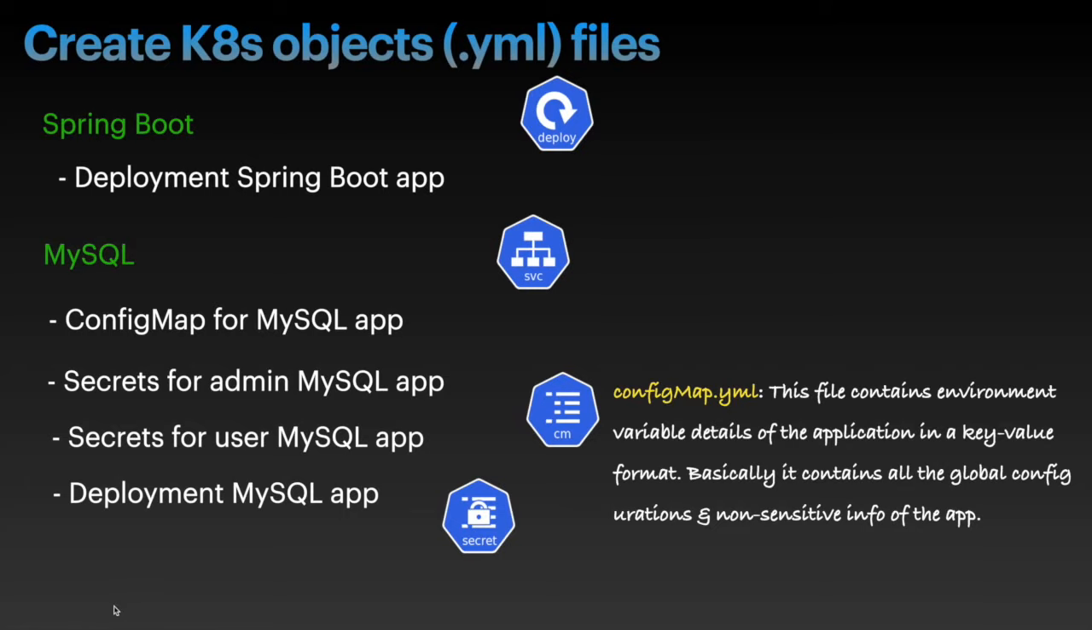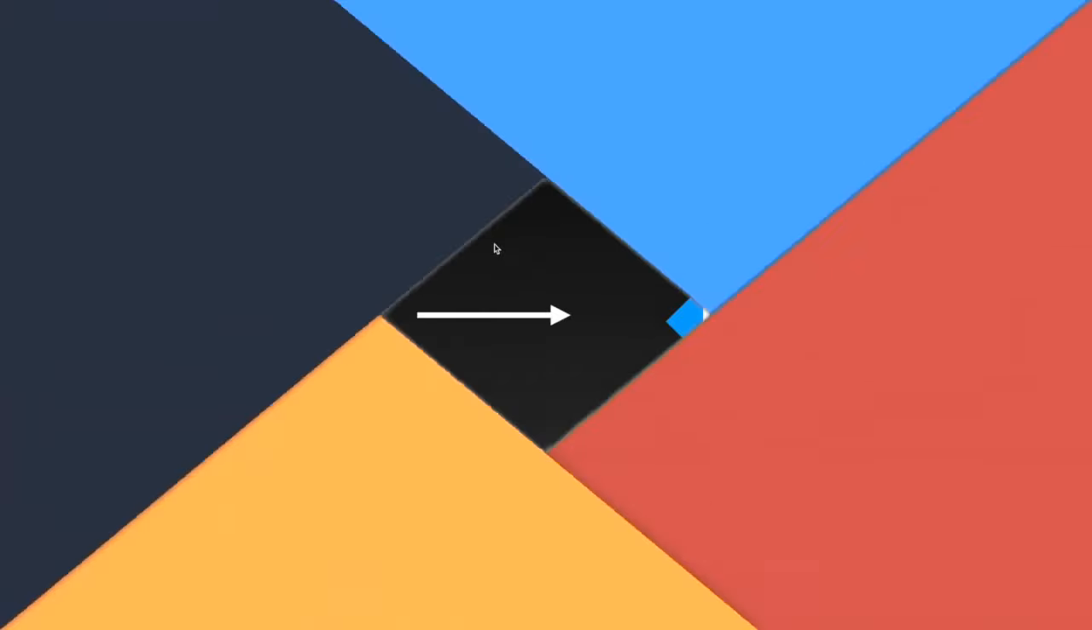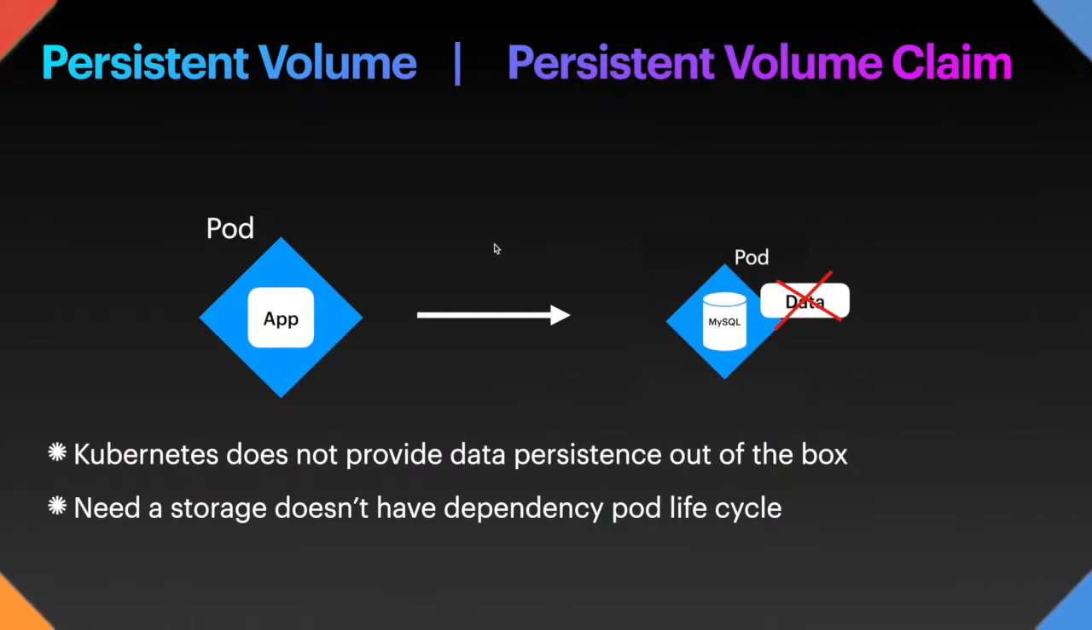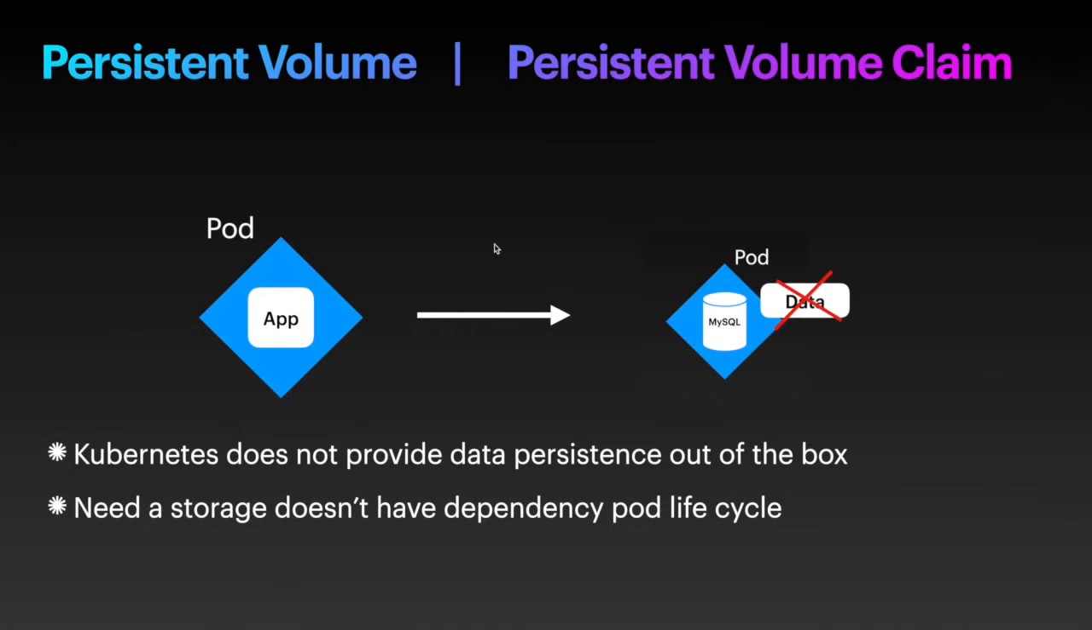The next one is secrets. Secrets and ConfigMap are both the same, but the secret YAML file contains sensitive information like passwords and usernames, and so the whole Kubernetes cluster goes down. In that way, we can make storage highly available and reliable.